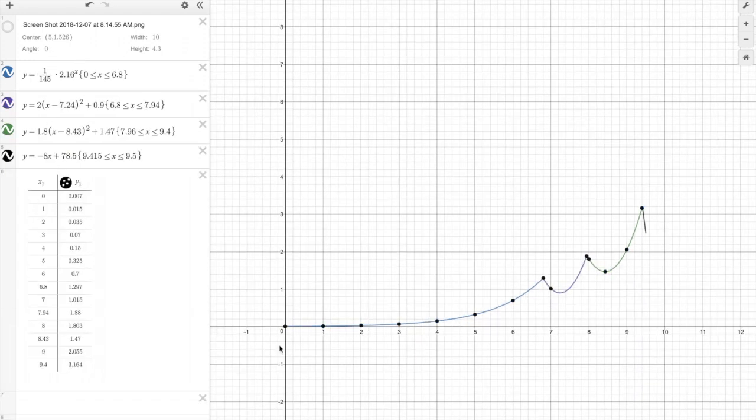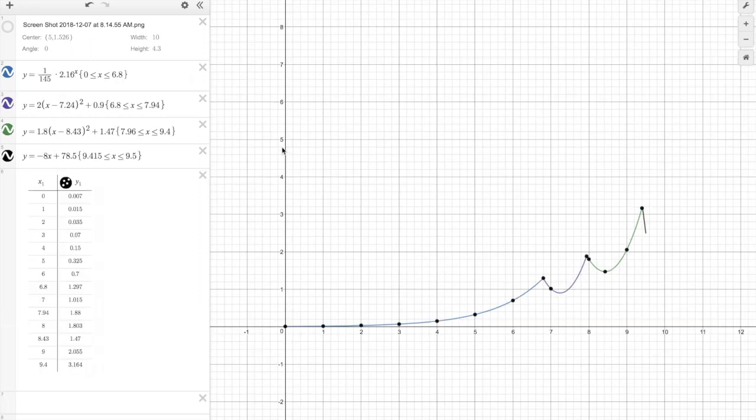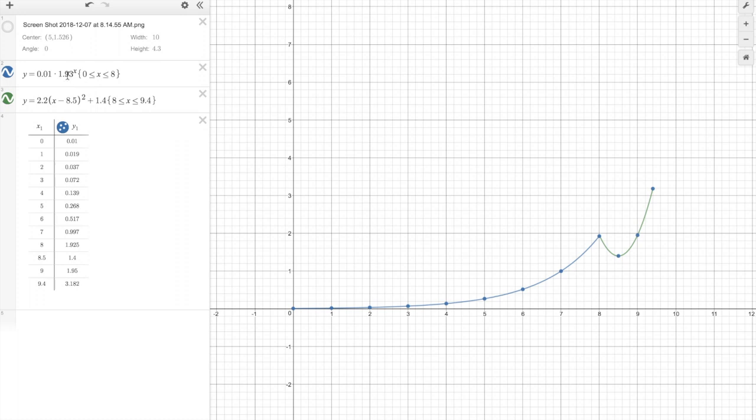But this one has four different and separate functions to make one piecewise function. However, this has two separate functions to make one piecewise function. So for this one, I used one exponential, two quadratic, and one linear. However, for this one, I used one exponential and one quadratic.